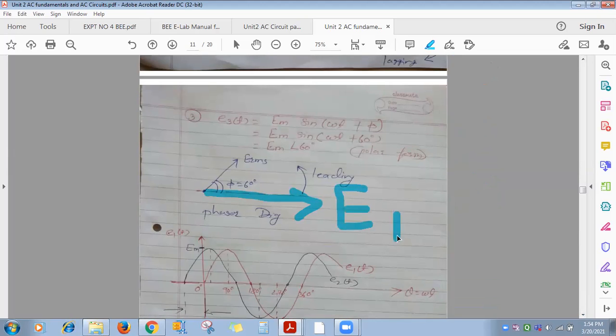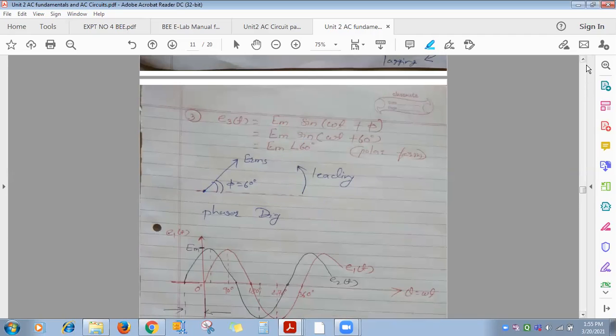So E3 leads E1 by 60 degrees, so plus 60 degrees, we measure anti-clockwise. What does it mean? A leading parameter in a phasor diagram we measure in the anti-clockwise direction. That's why it will come in the first quadrant. Okay, this is about the phasor diagram representation.